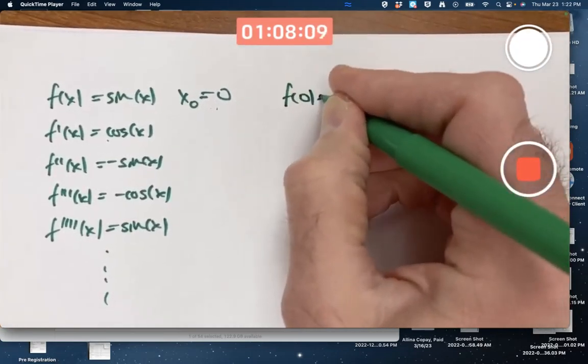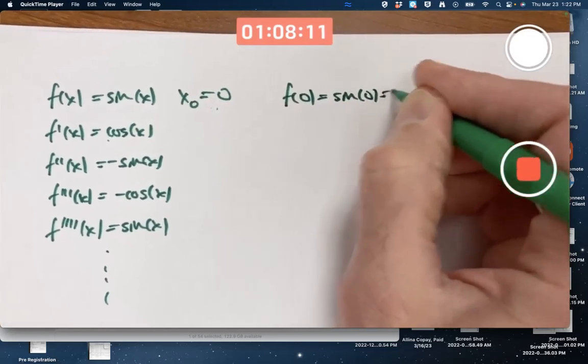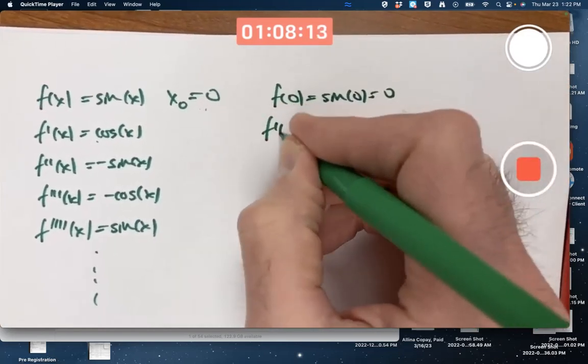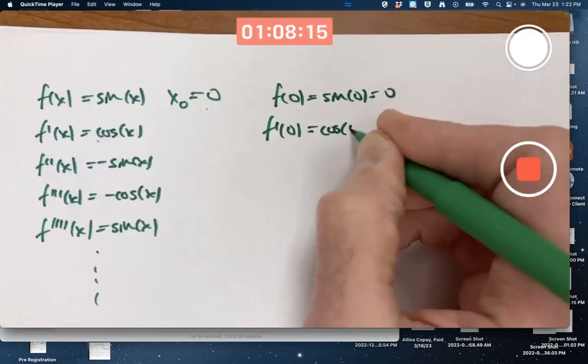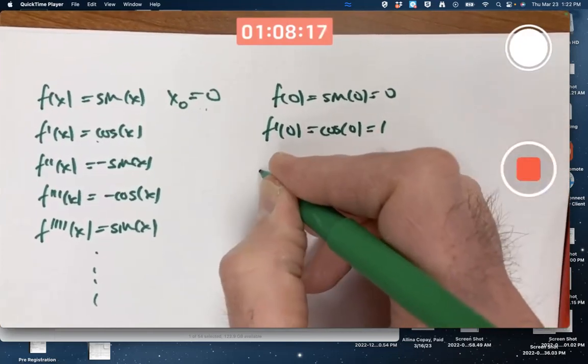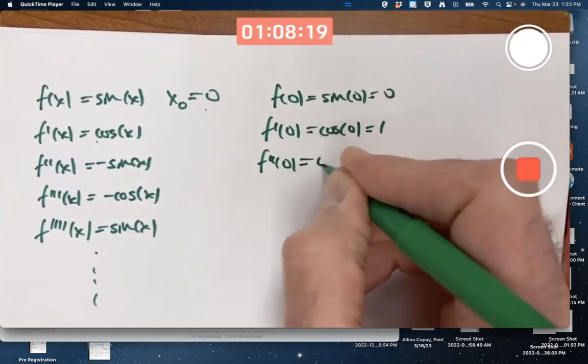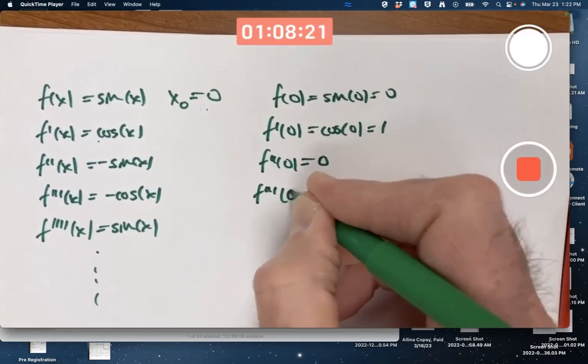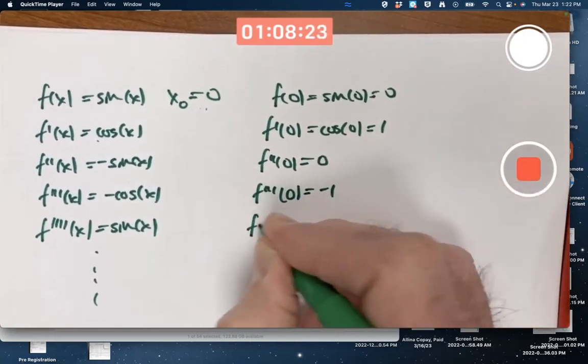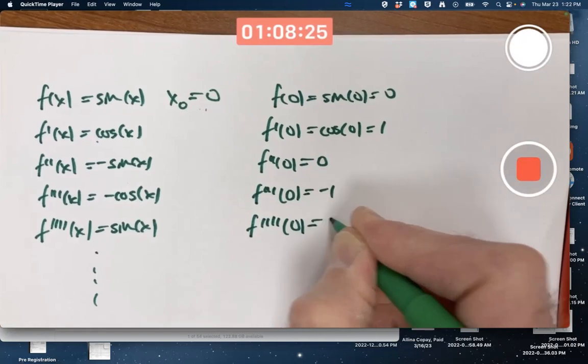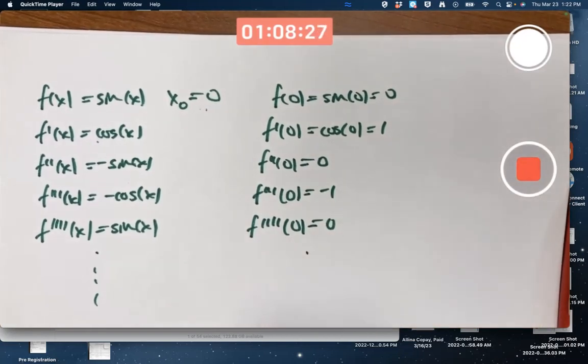F of 0 is sine of 0, which is 0. F prime of 0 is cosine of 0, which is 1. F double prime of 0 is 0. F triple prime of 0 is negative 1. F quadruple prime of 0 is 0. Then it goes 1, 0, negative 1, 0, 1, 0, negative 1, 0, etc. I could keep going.